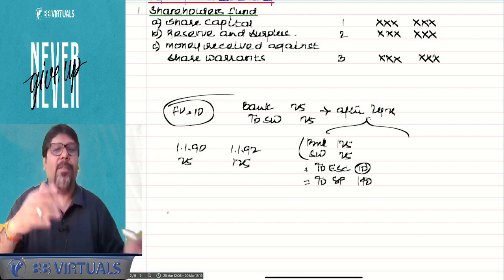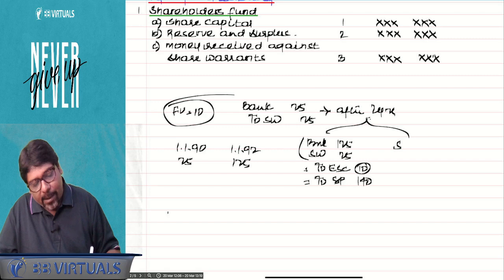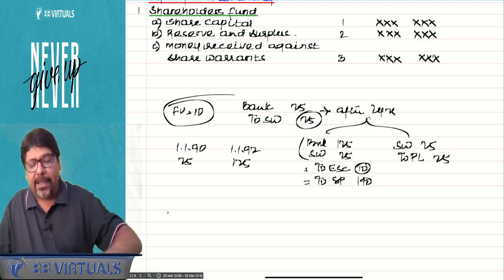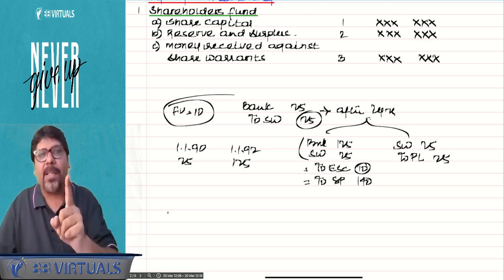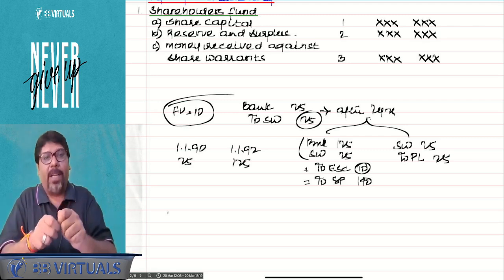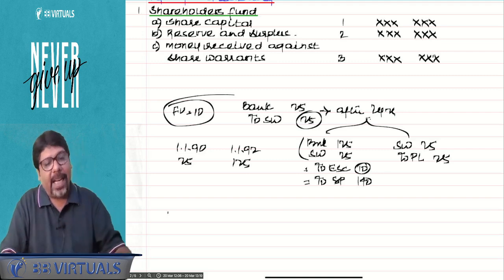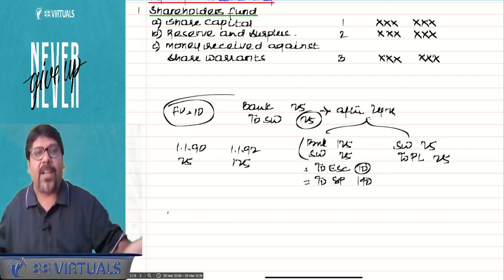No. Then what will you do? You'll say, Tata, forget it. Then the share warrant's 25 rupees is my gain. I don't have to give it back to you. But today, when I get this 25 rupees, do I have an obligation? Yes. What is the obligation? To give shares, or to give money? The obligation is to give shares. That is why I show it under shareholders' fund.